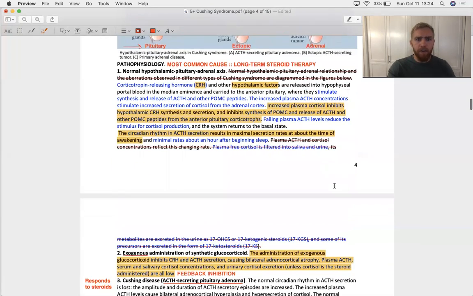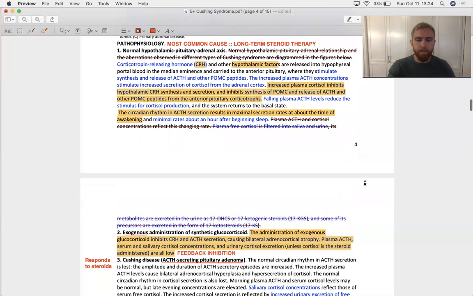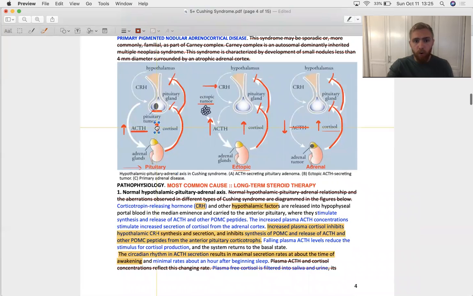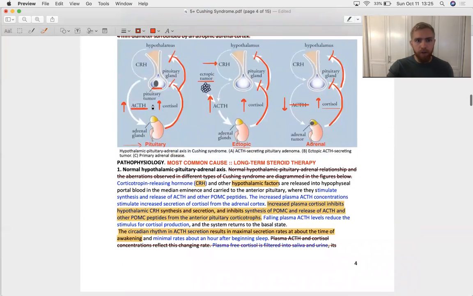Let's get into the effects of cortisol. So you have this HPA axis that we just took a look at, and steroids essentially mean that you're getting cortisol from the outside. Your body doesn't have to make them. And so steroids are going to suppress CRH and suppress ACTH.